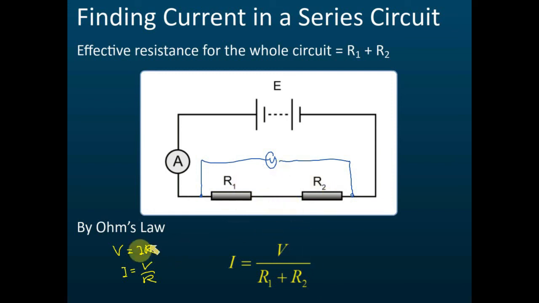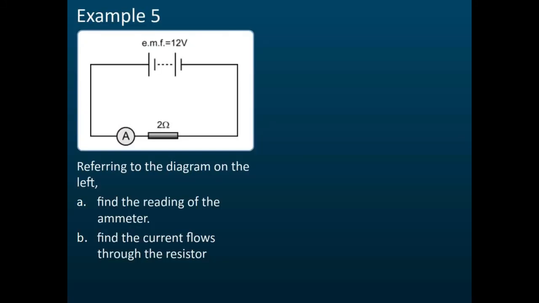So you see here, we can use this formula, V equals IR, to find the currents in a series circuit. But you must be very, very sure about the potential difference that you use, which 2 points you choose for the potential difference. Now let's see this example.